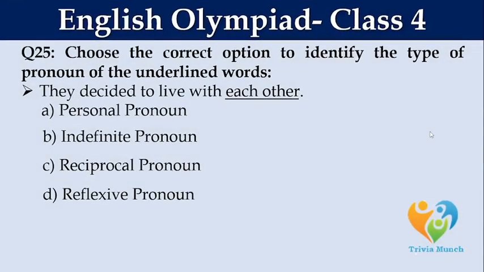Choose the correct option to identify the type of pronoun of the underlined words. They decided to live with each other. Option A, personal pronoun. Option B, indefinite pronoun. Option C, reciprocal pronoun. Option D, reflexive pronoun.